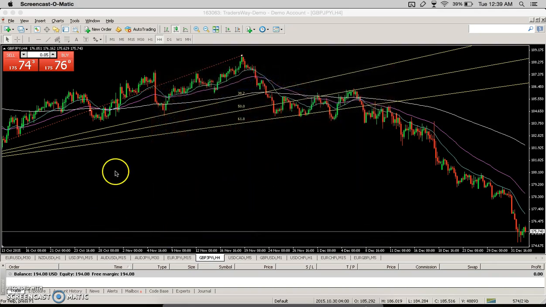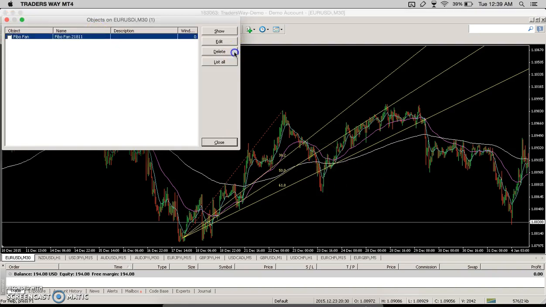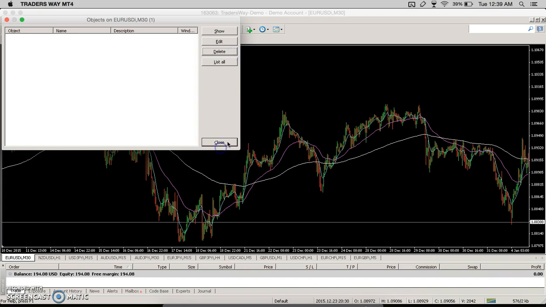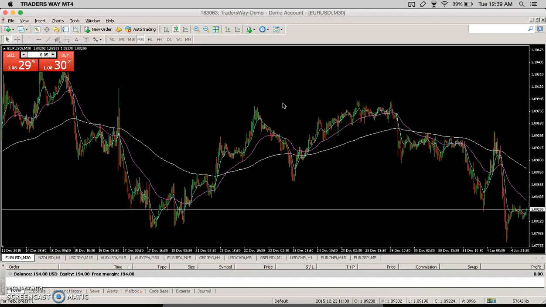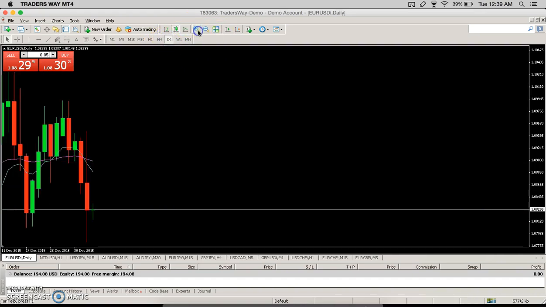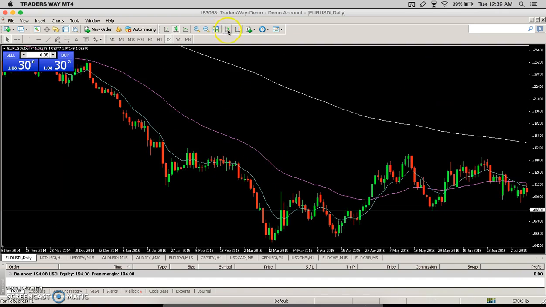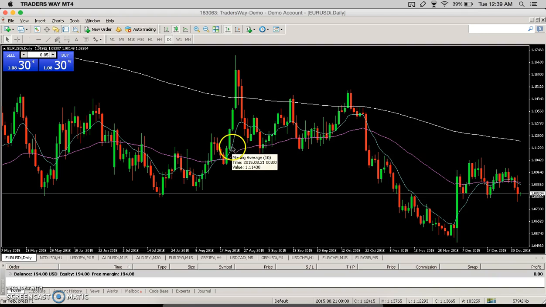All right, cool. So I'm going to move back to the Euro USD here, and I already have a fan drawn up for you, but let me delete this and show you how I drew it. I'm going to go back to more recent. I'm going to go to the day chart here. This Fibonacci fan works on any time chart.